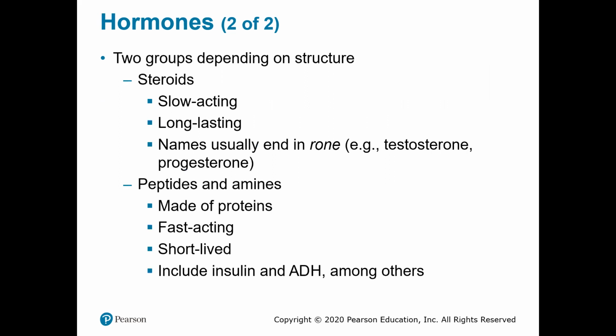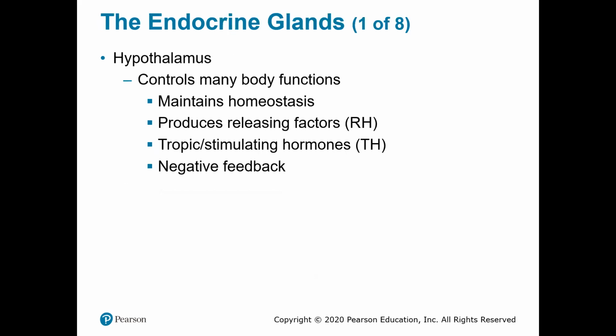So we have two groups of hormones depending on their structure. One is the steroids, which are slow acting or long lasting, and their names usually end in "rone," like testosterone and progesterone. And two, the peptides and amines. These are made of proteins. They are fast acting but short lived, and they include insulin and the antidiuretic hormone, or ADH, among others.